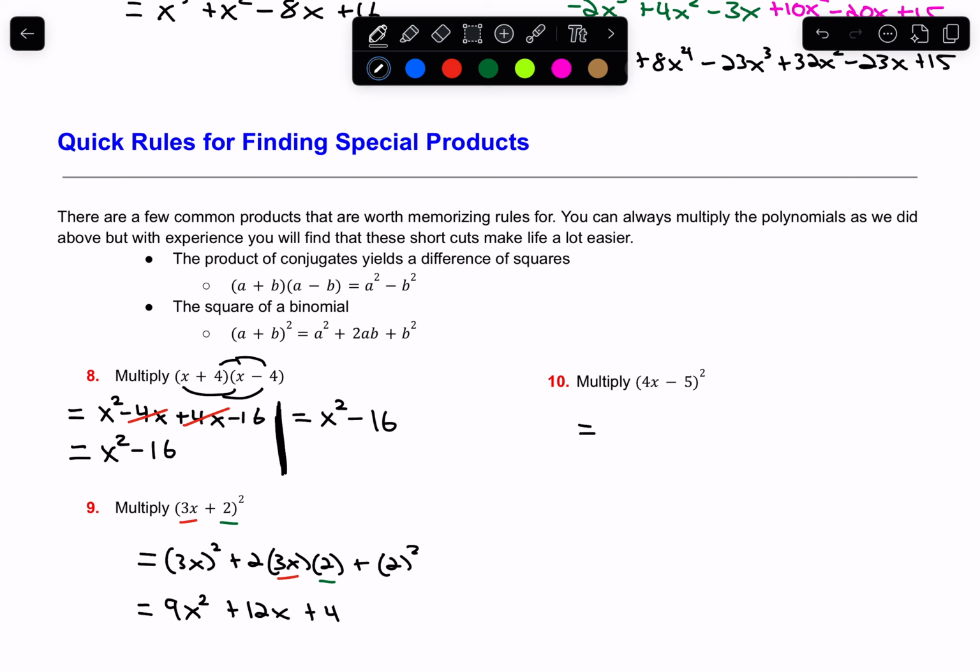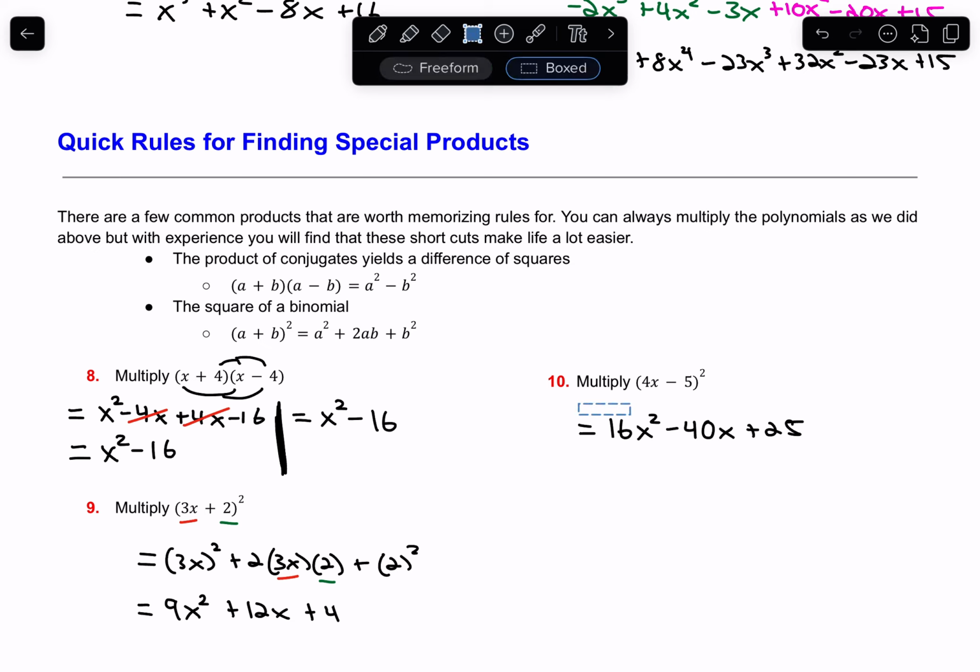4x minus 5, the whole thing squared, is 4x, the whole thing squared. So 4 times 4 is 16. X times x is x squared. Then 2 times 4x times negative 5. 2 times 4x is 8x, times negative 5 is negative 40x. And then in the back, 5 squared, or negative 5 squared technically, is positive 25.